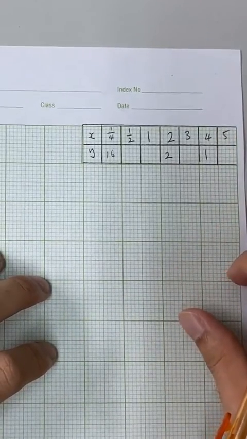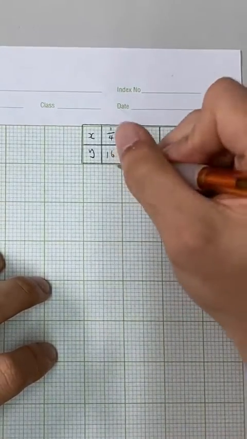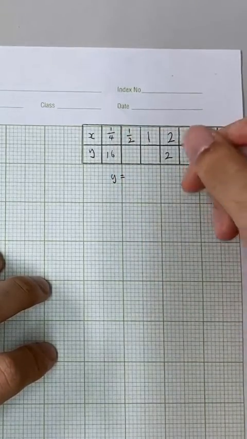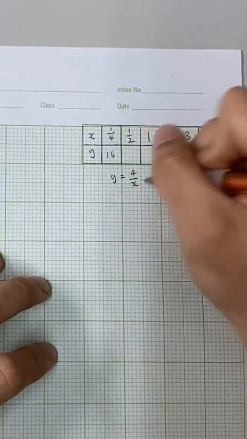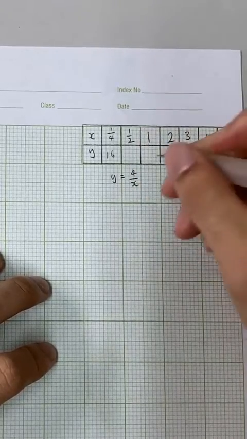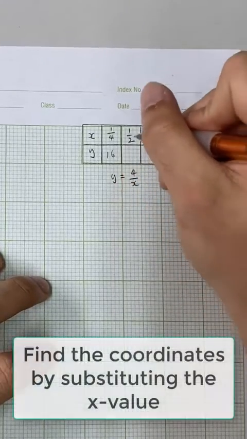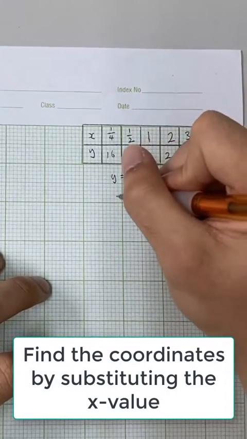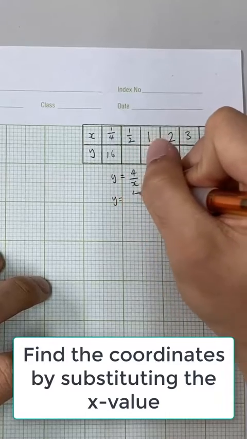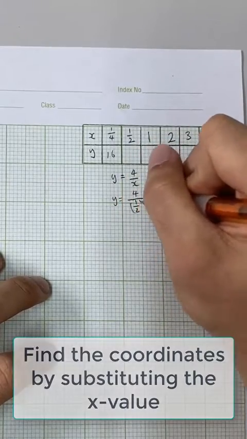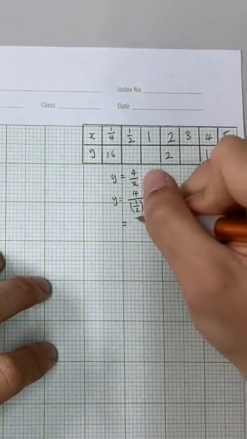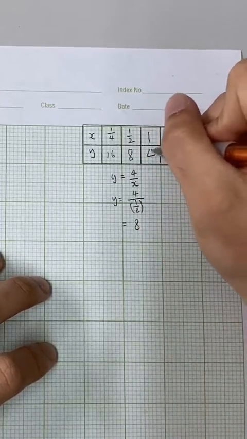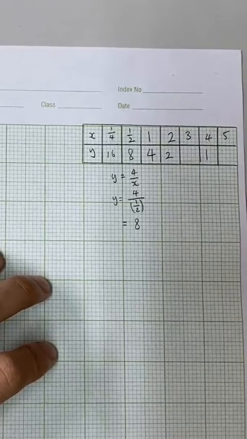So for those of you who are not familiar, the equation in this question is y equals to 4 over x. So what you're going to do is to substitute in the value of x, which in this case, for the first example, is half. So we have y equals to 4 divided by half, which when you use your calculator, you will get 8. And we do the rest as such.